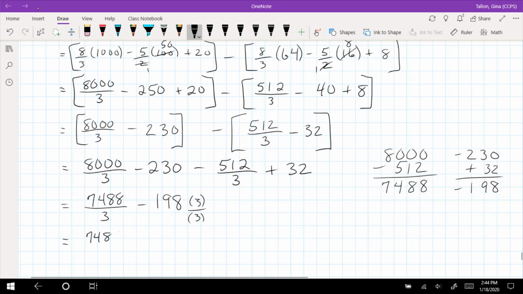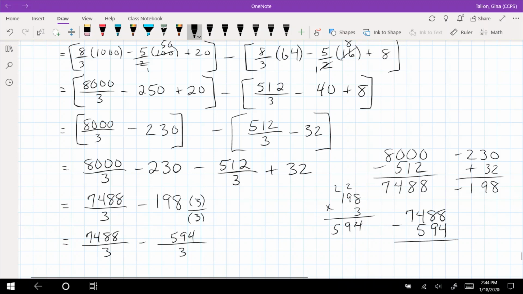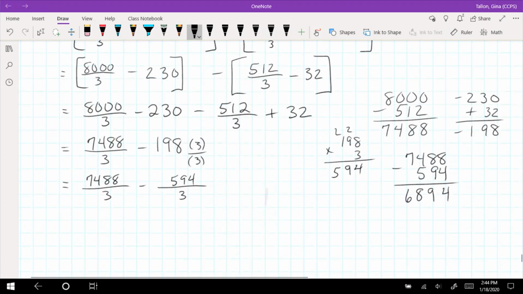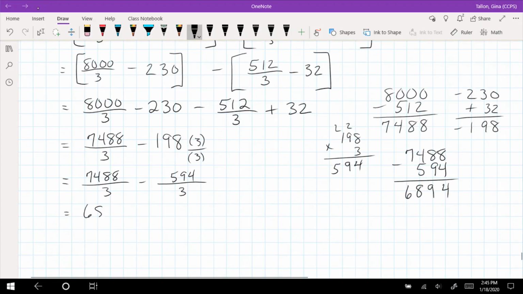And that will build a common denominator for me. So 7488 divided by 3 minus, and we're going to take 198 and multiply by 3 on the side. 24, carry a 2. 27 plus 2 is 29, carry a 2. Gives me 594. I now have a common denominator, so I can take 7,488 and subtract 594. I know, I'm doing too much, aren't I? So here you have 4, here you have 9, here you have 8, and here you have 6. Double check that to make sure that works. I'm pretty sure it does. This is now 6,894 divided by 3.